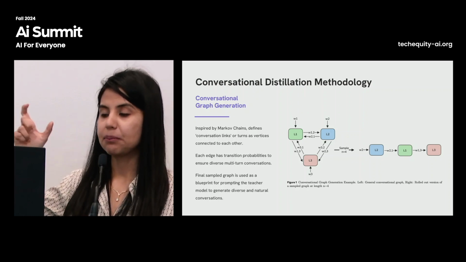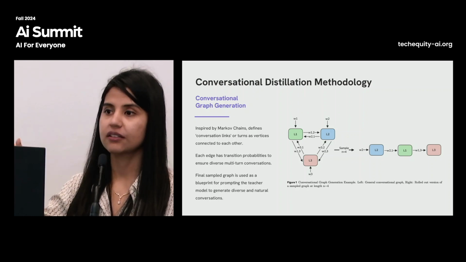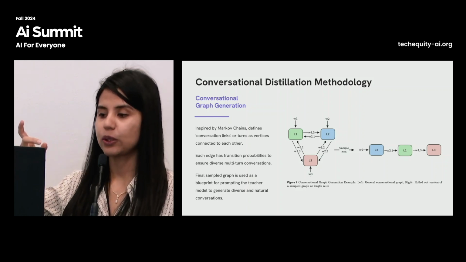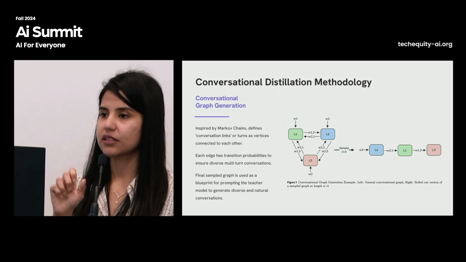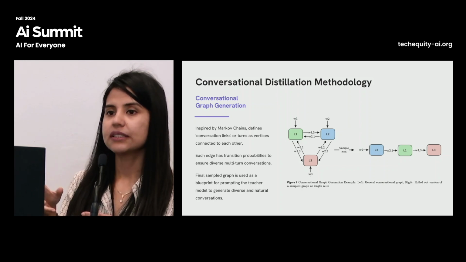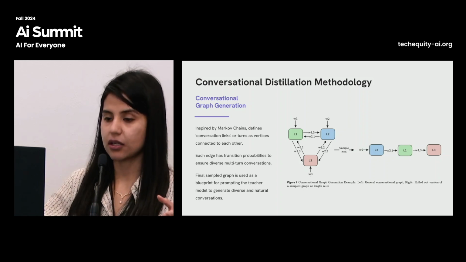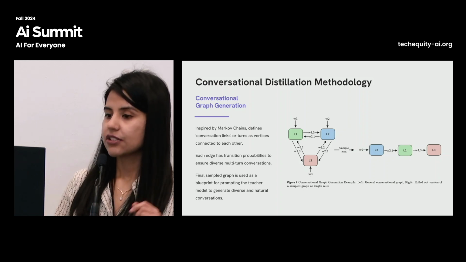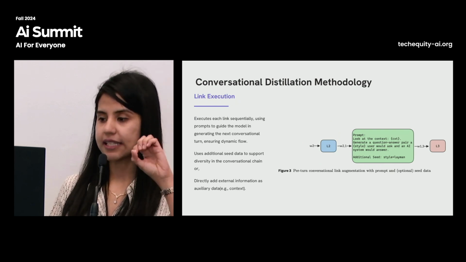So we define a Markov chain or a graph where each node here represents a turn, so essentially one Q&A pair. And you can go from one link to another with some probability. This is what we define in the beginning. And then we sample this graph based on how long we want our conversations to be. When you sample it, next, we execute each link sequentially.